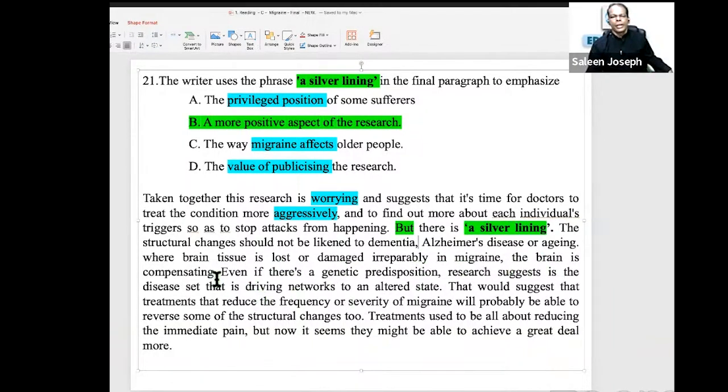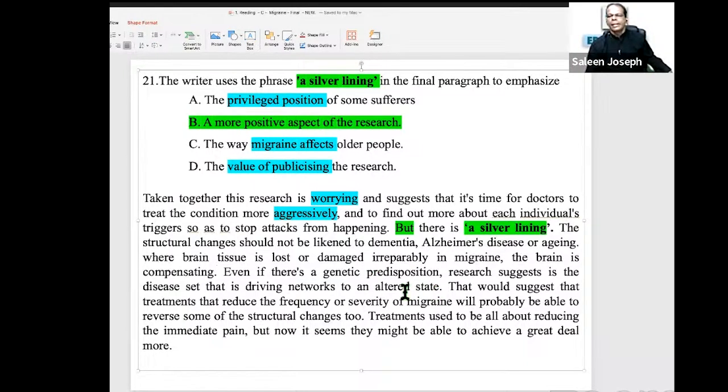the brain is compensating. In migraine, the brain is compensating. That is a silver lining. Whereas in Alzheimer's disease or aging or dementia, there is no compensation. Once the brain cell is dead, it is dead forever. But in migraine, after some time, the brain compensates. That is the silver lining. Whatever is given after that is the explanation of the silver lining.